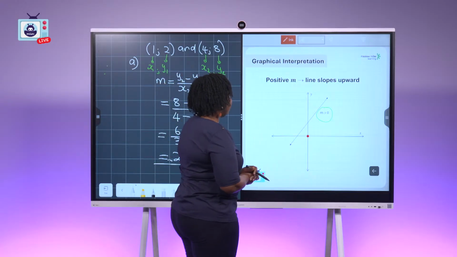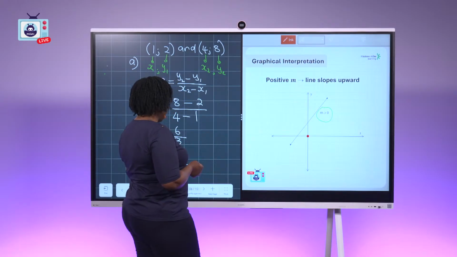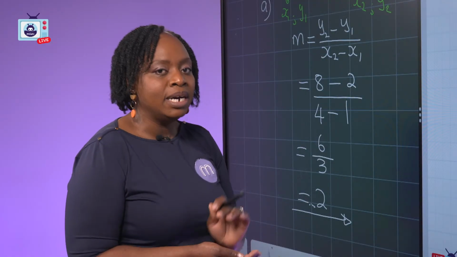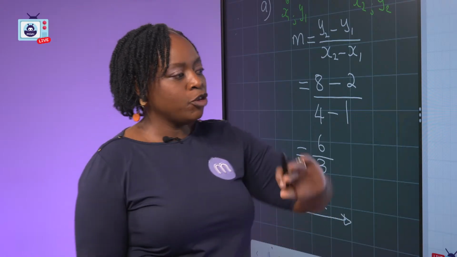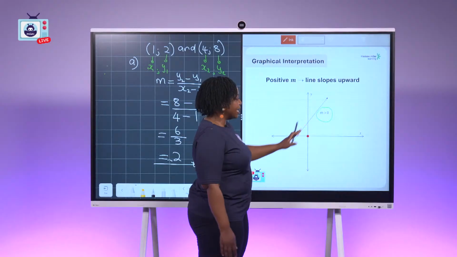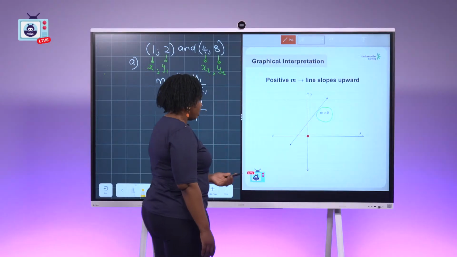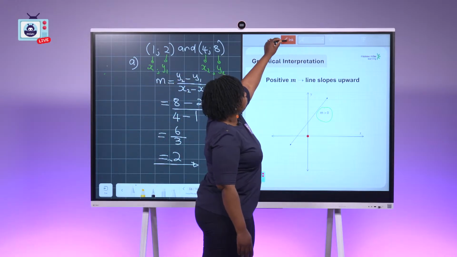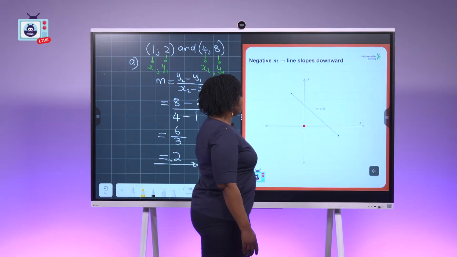So every time you have an equation where the gradient is positive, or your value of m is positive, that means if you have to draw the graph, which will be our next lesson, you would draw the graph in this manner. So I'll show you that in the next lesson when we are drawing the graphs, since we are not drawing now. So that's the first explanation.